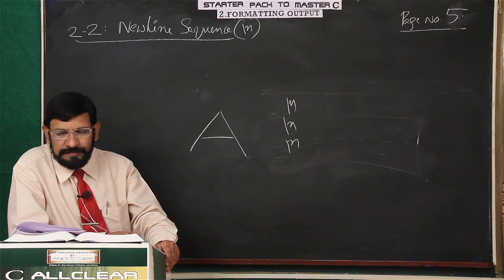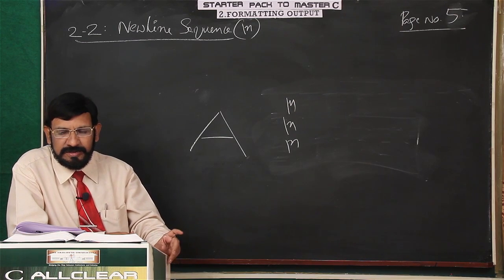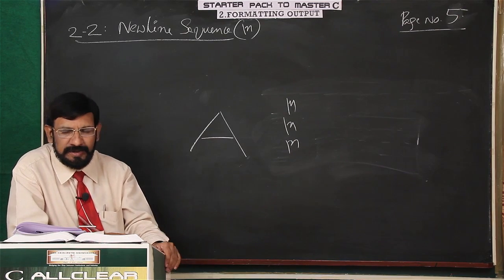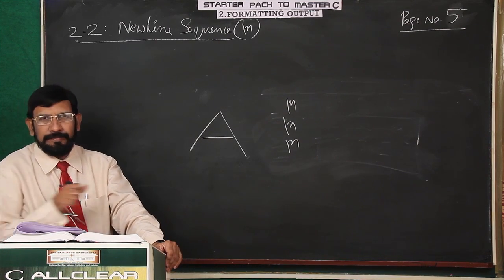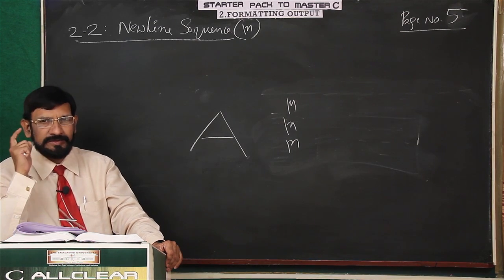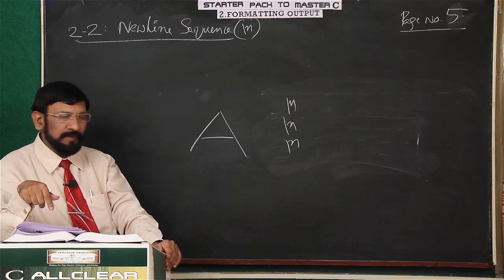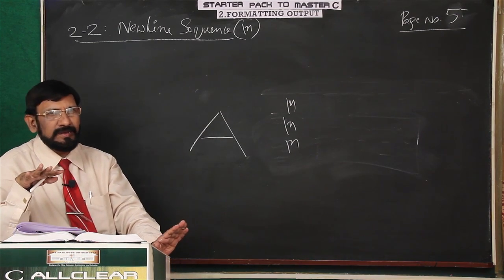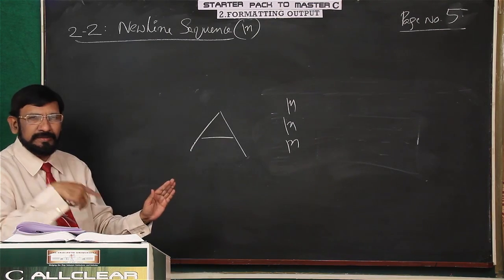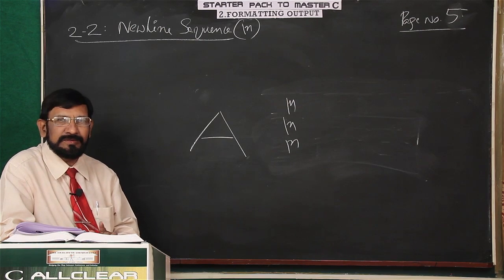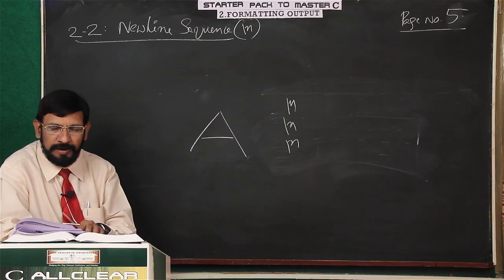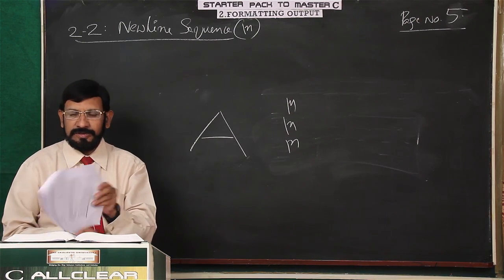How many printf statements have I written here? Page number 6: 1, 2, 3, 4, 5, 6, 7. Seven printf statements are there. At the end of every printf statement, at the last element, I have written newline sequences. Because of that only, the format A has come. Otherwise, all the stars are printed in one line. That means you cannot format anything without using the newline sequence. That you must realize. So, this is 2.2 that you have seen.